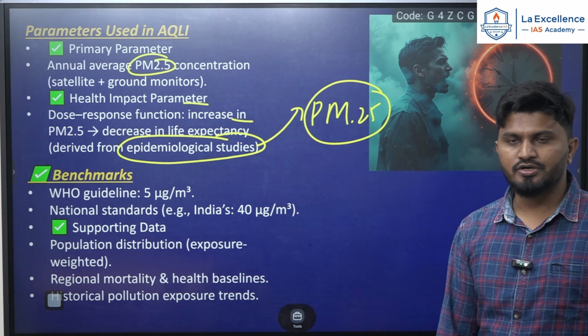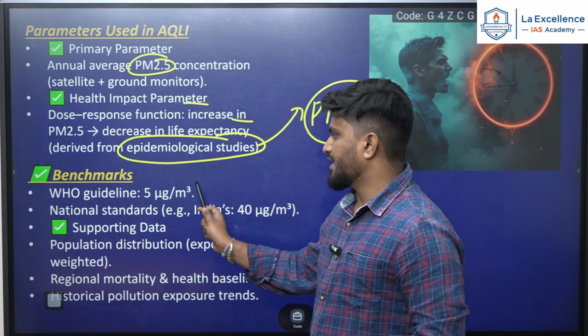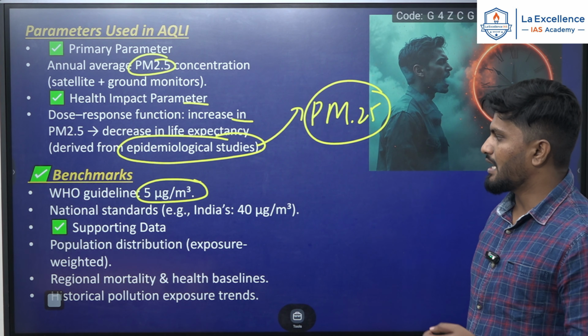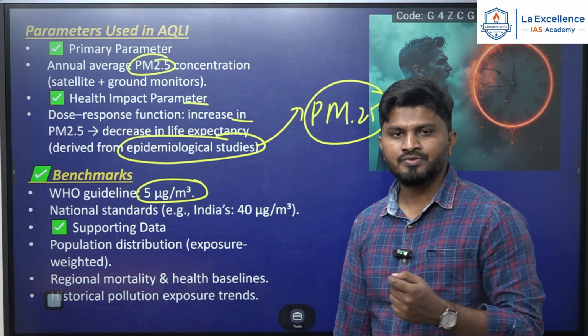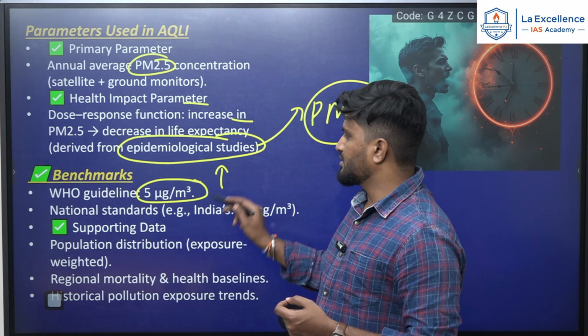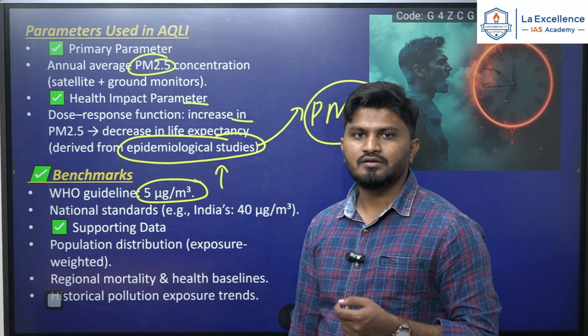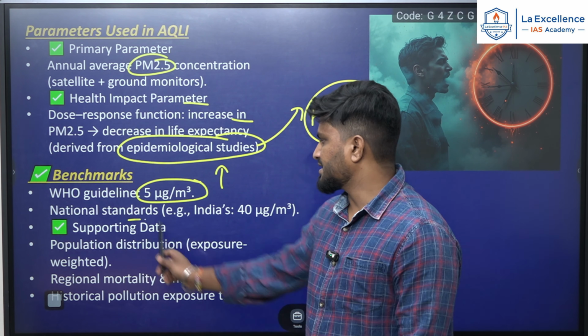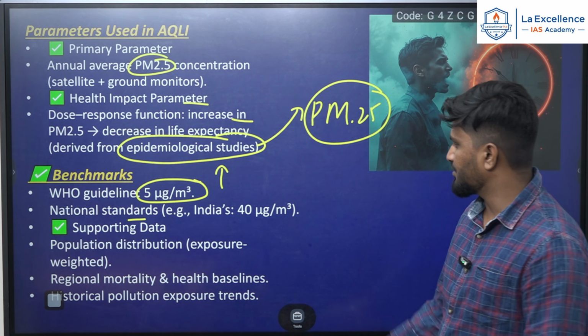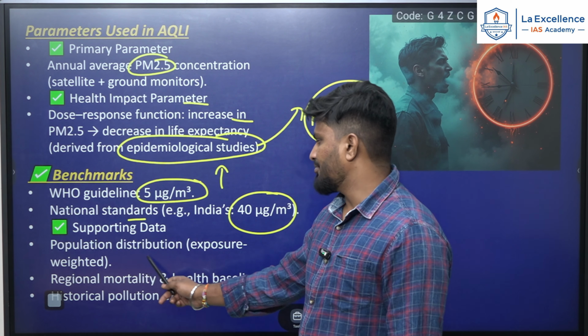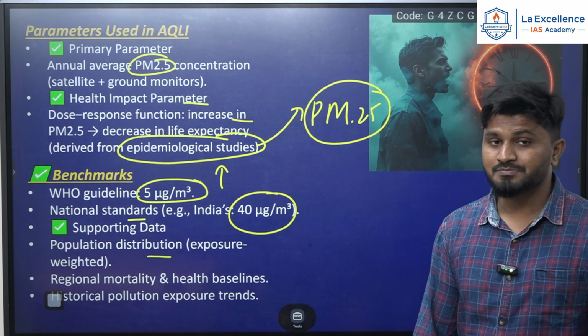Next, the benchmarks. According to the WHO guideline, 5 microgram per meter cube is the pollution level. Anything above this is considered non-healthy or polluted. Anything below is considered non-polluted. Next, national standards in India, for example, it is around 40 microgram per meter cube. Supporting data is population distribution, that is exposure weighted, regional mortality and health baselines, and historical pollution exposure trends.